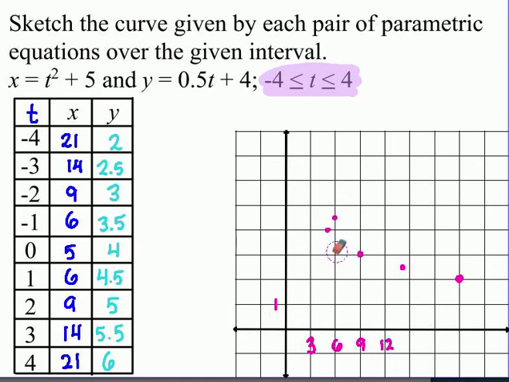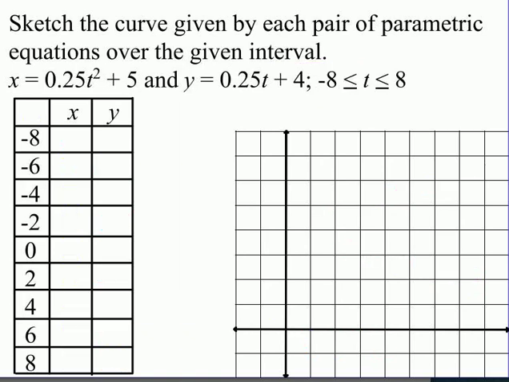Just a second, that 3.5 I did wrong. Sorry, there we go. The 9 and 5 is going to go here. The 14 and 5.5. And then the 21 and 6. So what does it look like? A parabola that opens right. There you go, that's how you graph parametric equations. We're going to look at one more for today.